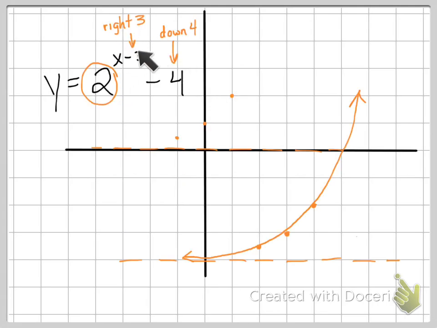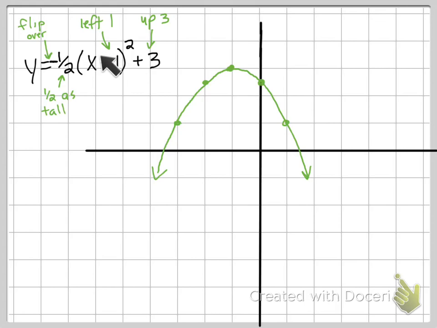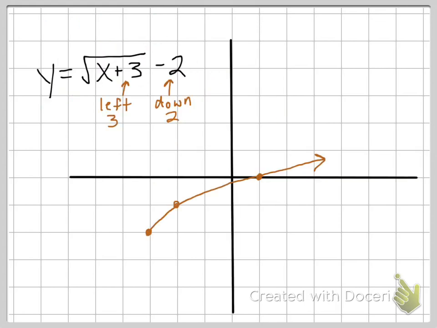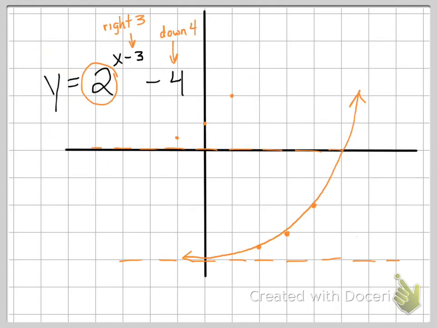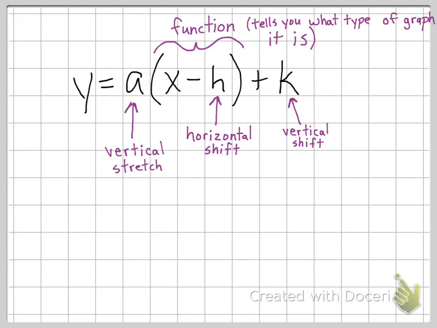H is inside the exponent with the x. K is outside the exponent. The plus 1, the h is inside the square, the k is outside the square. I think you get my point. The h is inside the radical, k is outside the radical. H is inside the rational, k is outside the rational. If you follow this a, h, and k method, you can use it to graph any function you need.